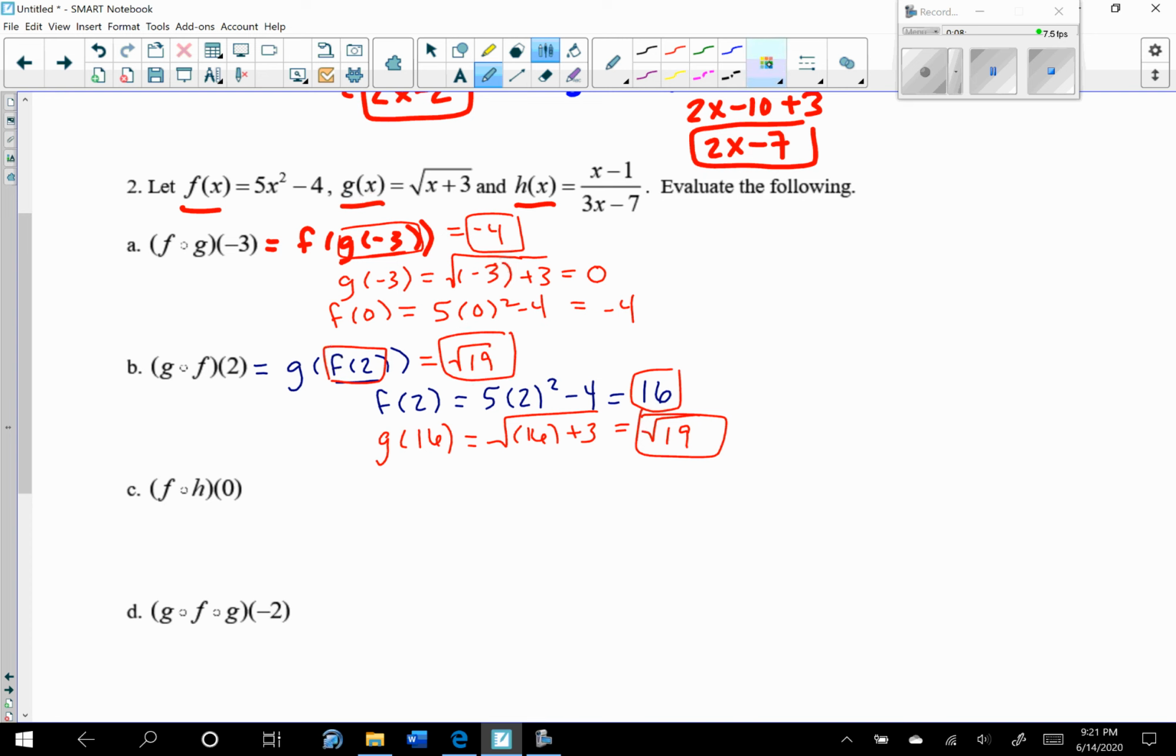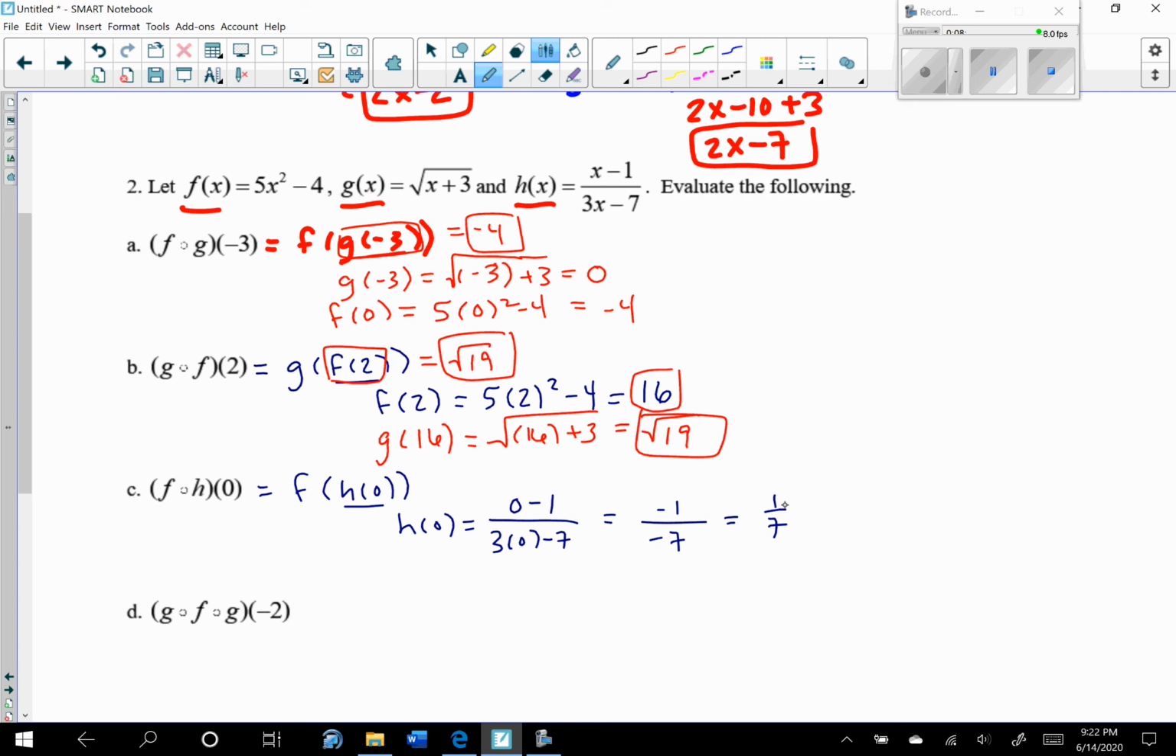For the next one, we have f of h of 0. So the inside function is h of 0. So we want to evaluate that first. H of 0 is equal to 0 minus 1 over 3 times 0 minus 7. So 0 minus 1 is negative 1. 3 times 0 is 0 minus 7, so negative 7. So that gives us 1/7.